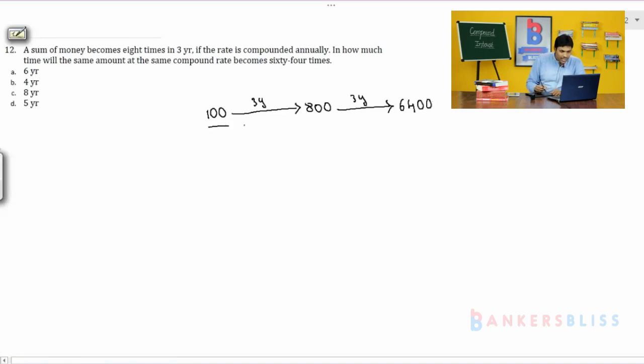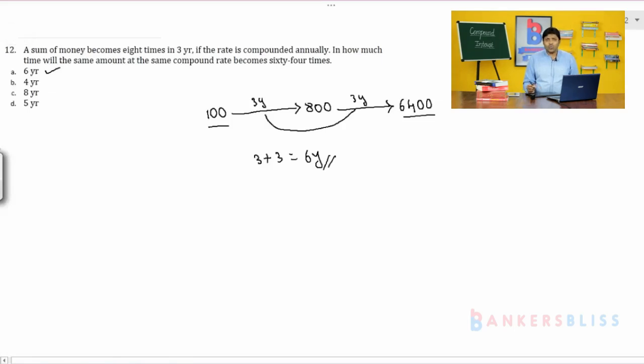So 100 has become, sorry, 64 times. 6400 in how many years? So 3 years plus 3 years, which is equal to 6 years. So 100 has become 800 in 3 years. Next, the same 800 has become 6400, 8 times, in another 3 years. So altogether 100 has become 6400 in 6 years. So option A is the answer.